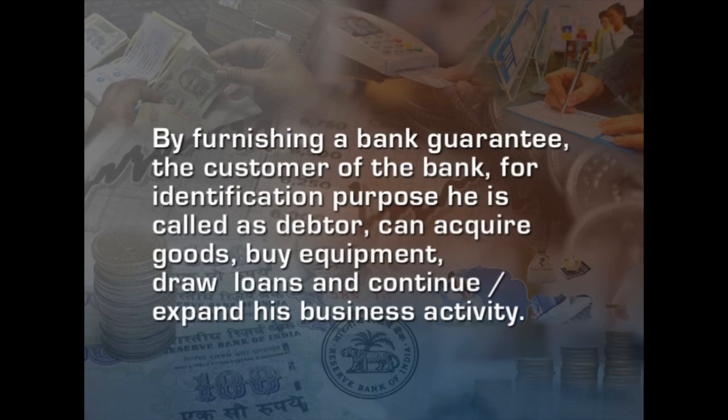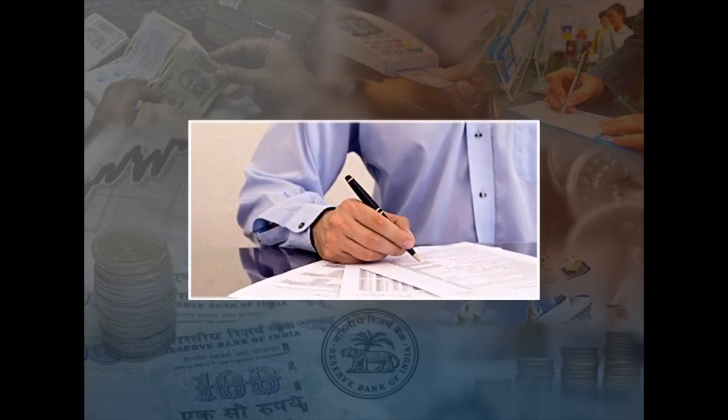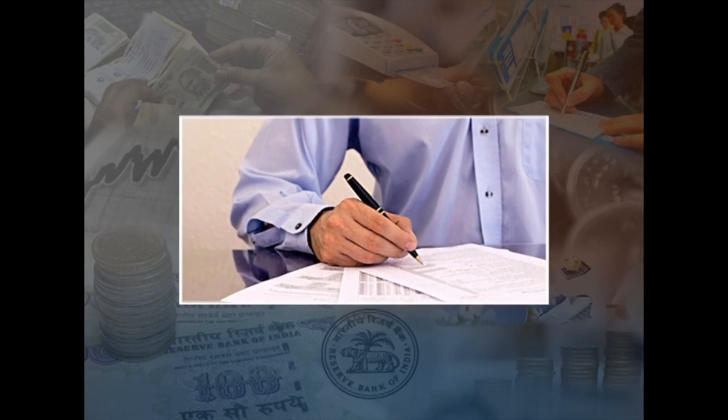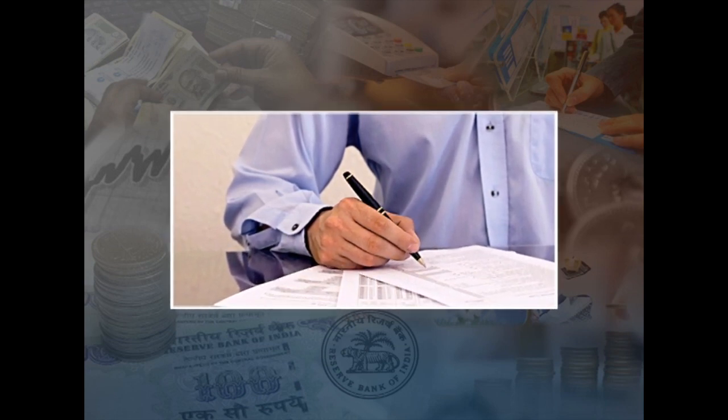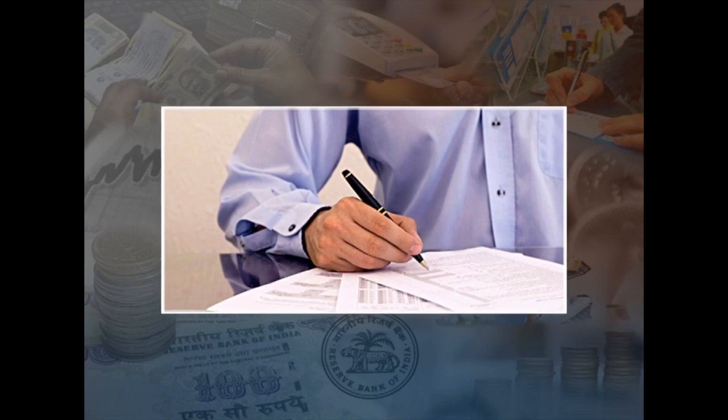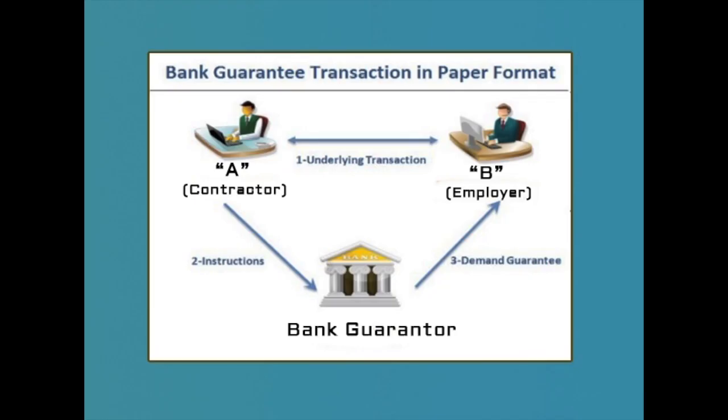By furnishing a bank guarantee, the customer of the bank, who for identification purposes is called the debtor, can acquire goods, buy equipment, draw loans, and expand his business activity. A bank guarantee is a written document executed by the intending parties to secure compliance with the contract. It involves three parties as it is very much a contract of guarantee.